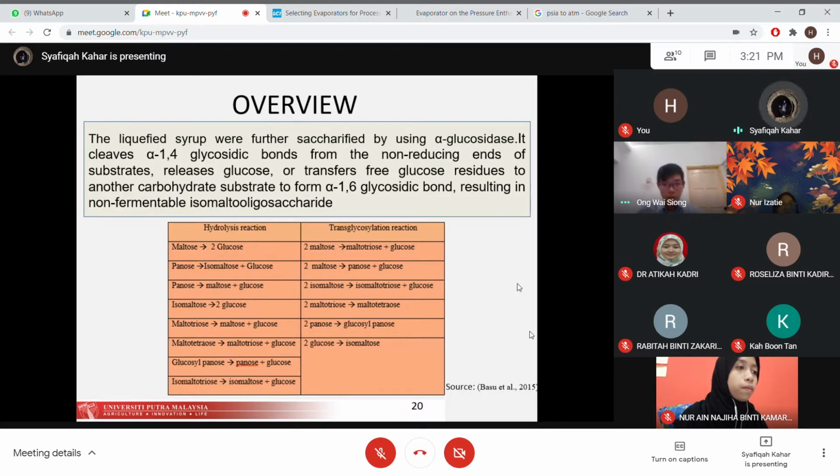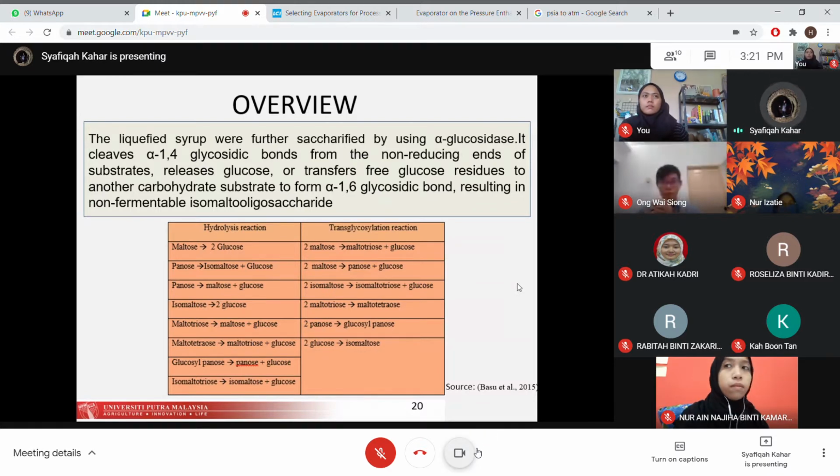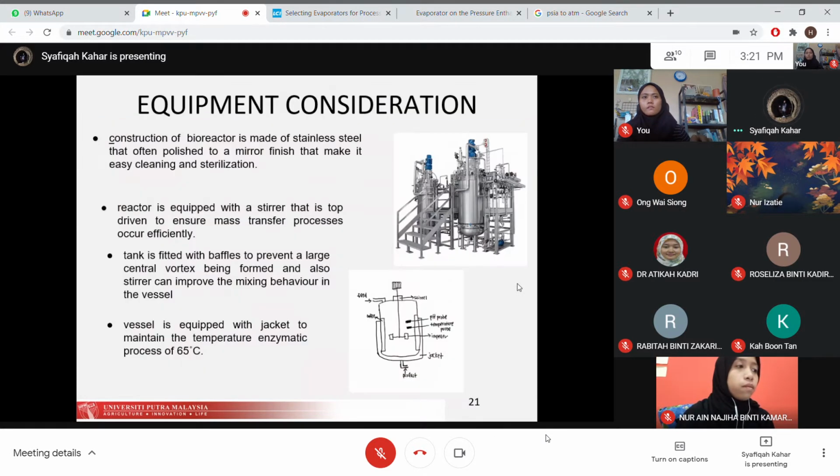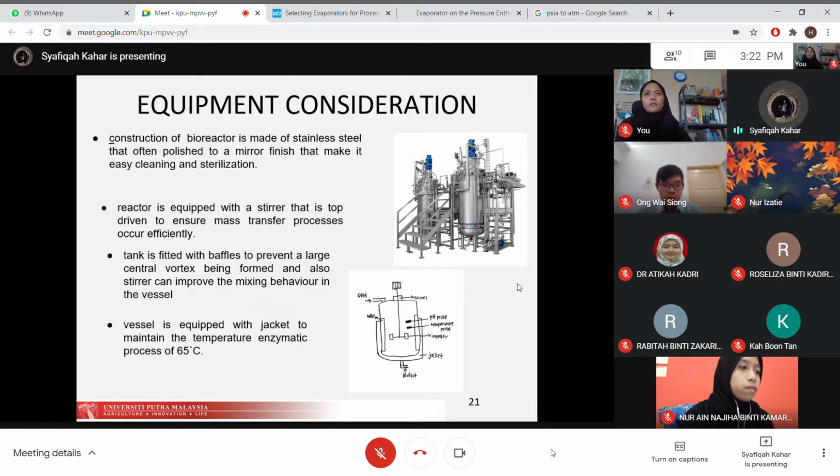Known as isomaltooligosaccharides. And then this alpha glucosidase enzyme can catalyze two different reactions, which will occur simultaneously, which makes the reaction complex. Okay. The next one is the equipment consideration for the bioreactor. Firstly is the construction of the bioreactor, which is made of stainless steel that is easy for cleaning and sterilization.